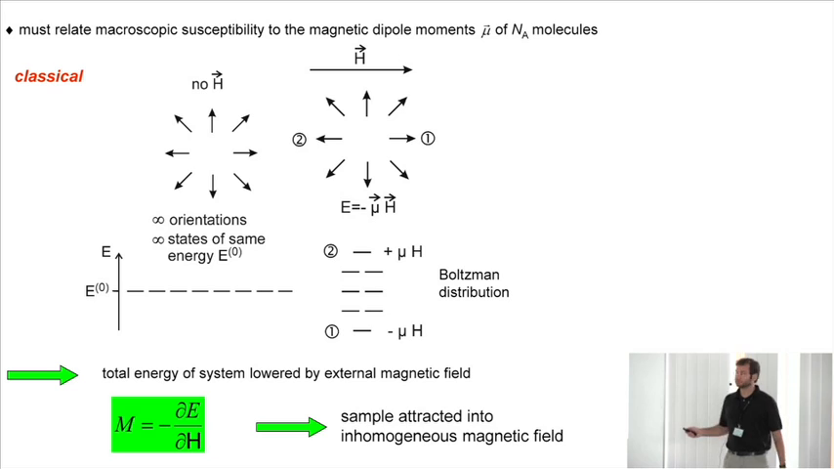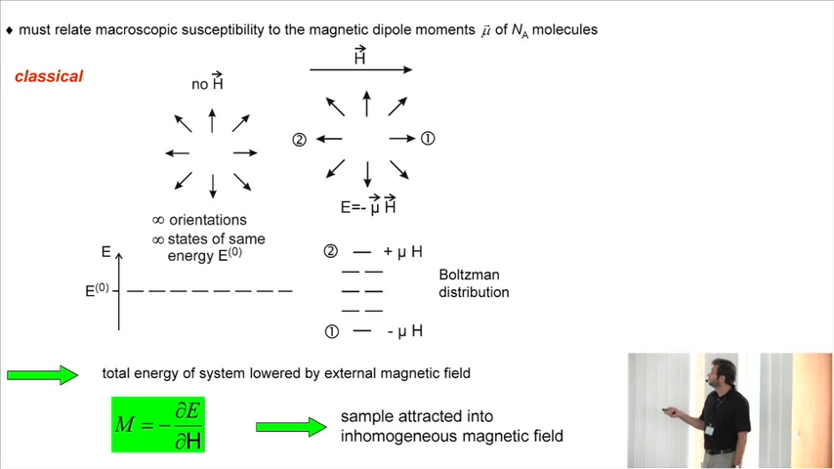in between. So now let's look at this magnetic moment 1, which has an angle of 0 to the external magnetic field. This magnetic moment becomes stabilized by this amount, minus mu times H. And if you look at this magnetic dipole moment 2, it has an angle of 180 degrees. This is destabilized by plus mu times H.